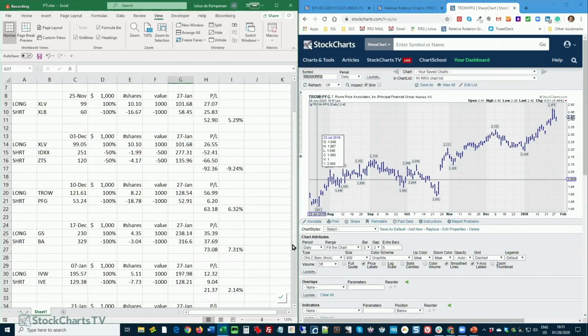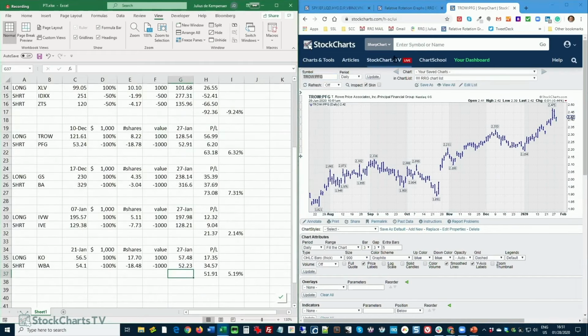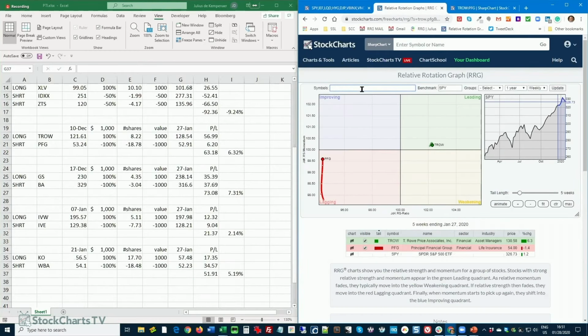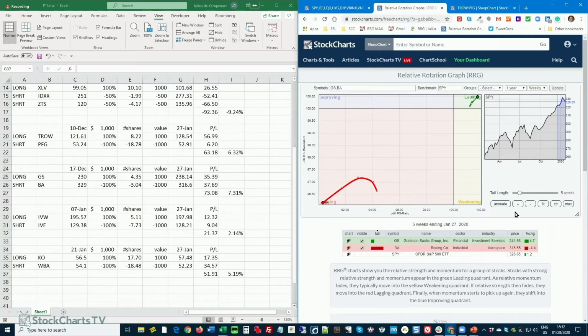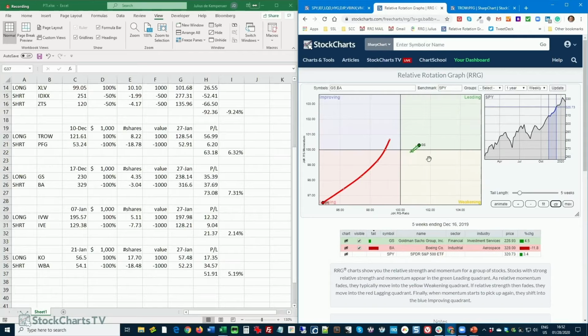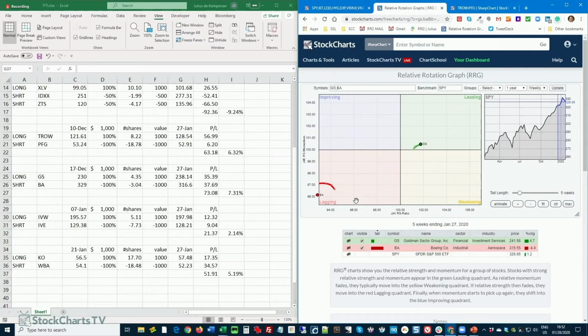And then we have three more to go. GS, our friends of Goldman Sachs versus BA. And this one was on the 17th of December. That is this week here. And you see what happened. Goldman just hooked back up while BA started really rapidly moving into the lagging quadrant. And this is what happened since. We saw a little bit of a hiccup for BA, but it's started to curl back into the lagging quadrant again. And Goldman is pretty static against SPY. So this is actually a pretty good trade, which is now up 7.3% since the entry.